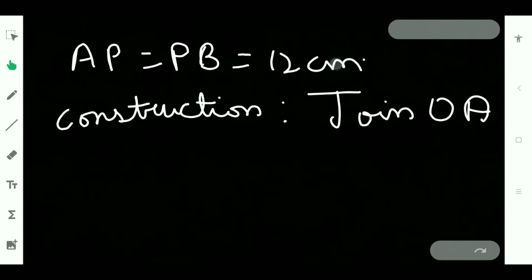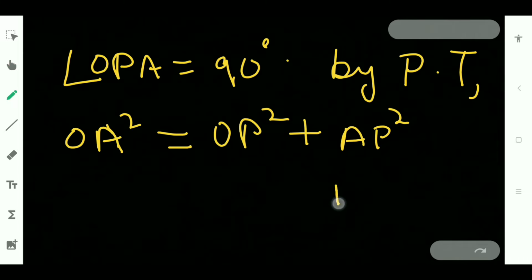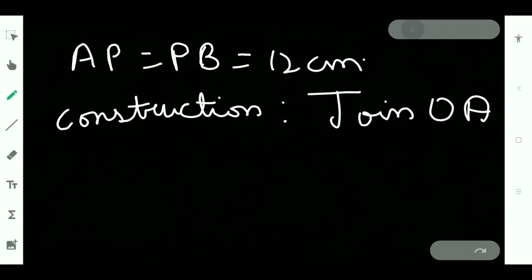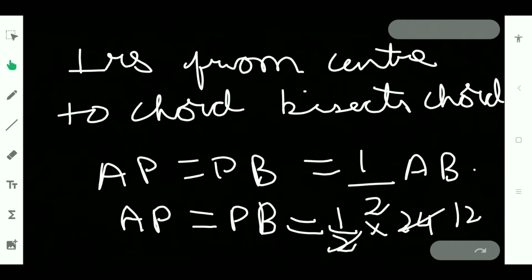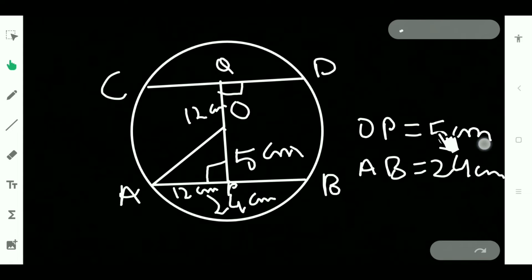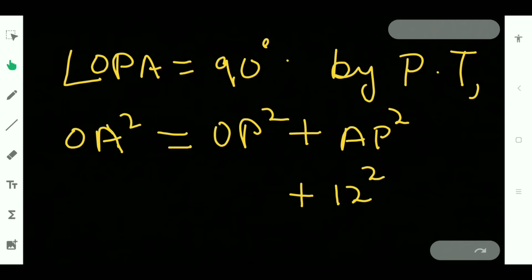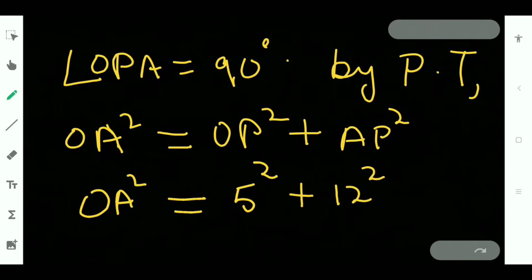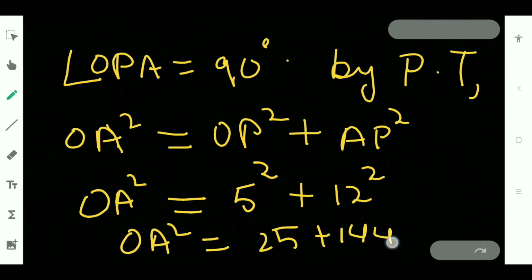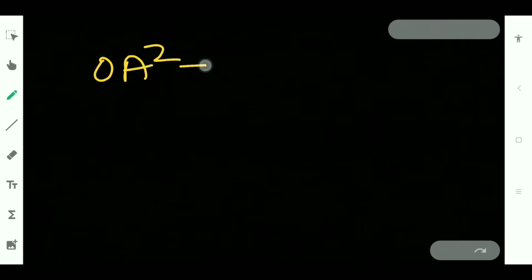AP is nothing but 12 centimeter. So here this will be 12 square plus OP square. OP is 5 centimeter, that is given in the question. The distance between the chord and center is equal to 5 centimeter, that is nothing but OP. OP is 5 centimeter. 5 square is equal to OA square. Okay, OA square is equal to 25 plus 144. This implies OA square is equal to 169. 144 plus 25 is nothing but 169.